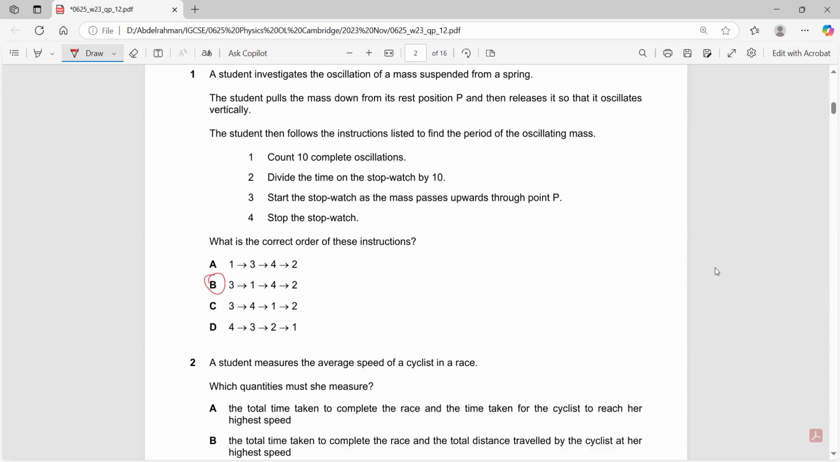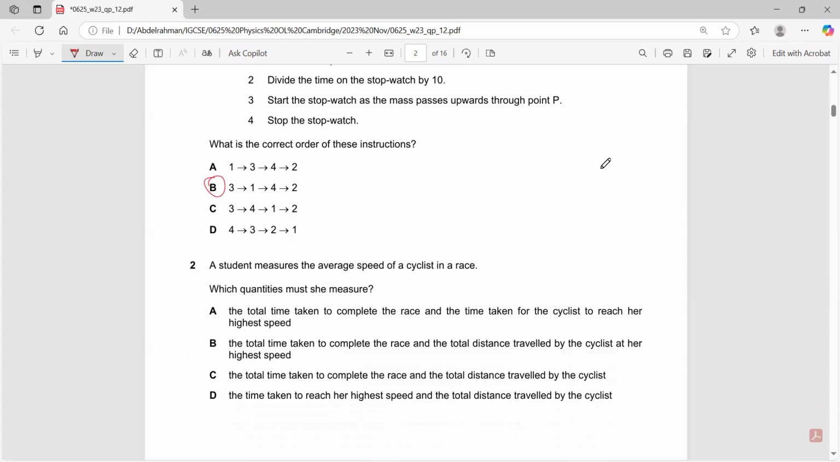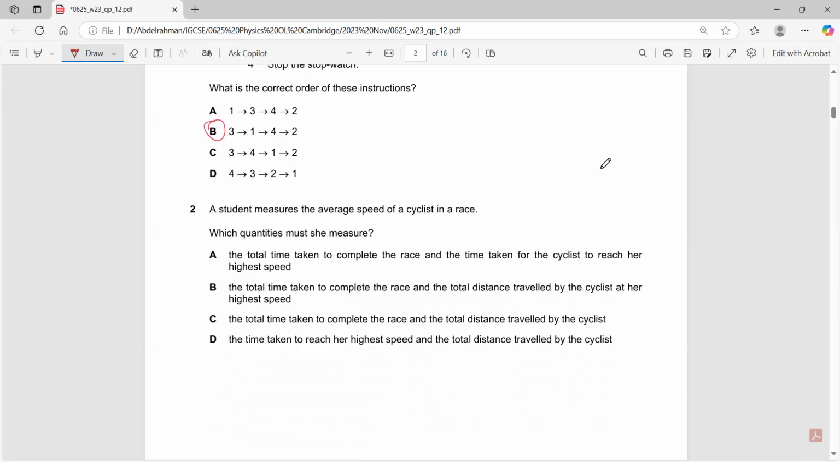A student measures the average speed of a cyclist in a race. Which quantities must she measure? She needs to find the average speed, right? Average speed equals total distance over total time. So the total time taken to complete the race, right? And the total distance traveled by the cyclist. Distance and time.